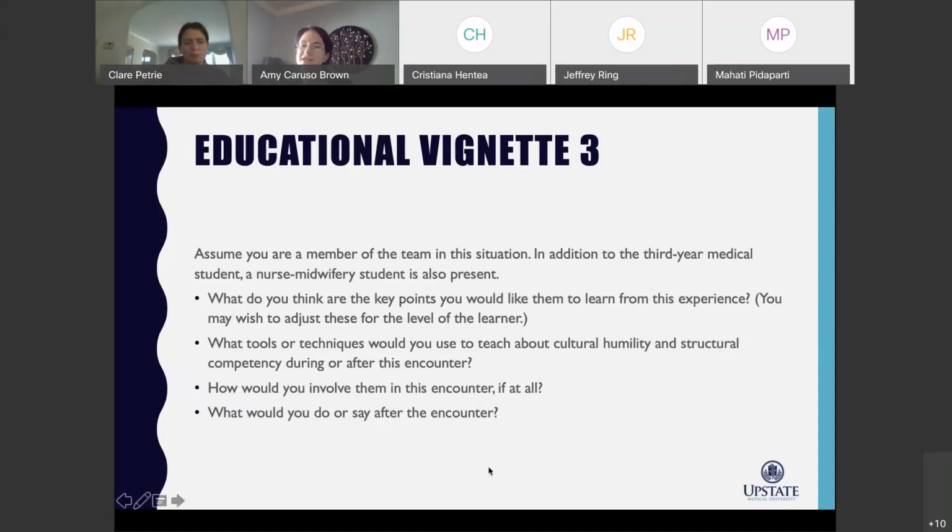Any other thoughts on what you would want them to take away from this encounter? Or how you might involve a student who's been asked to leave the room in the learning, even if they can't actually be directly involved in the patient's care.